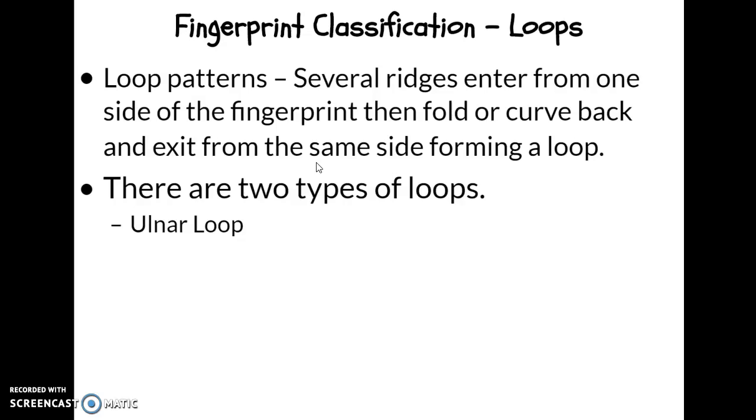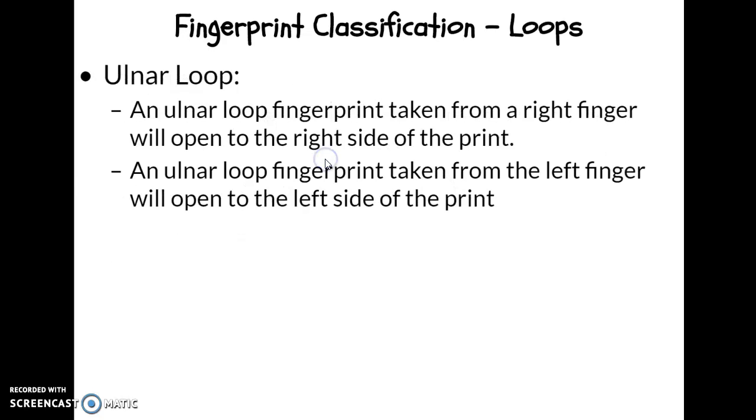There are two different types of loop: the ulnar loop and the radial loop. These names are named after the bones in your arm. The ulnar loop is your pinky side, and the radial loop is your thumb side. You have two bones in your arm named radius and ulna, and that's what those are named after. An ulnar loop fingerprint taken from a finger on your right hand will open to the right side of the print. An ulnar loop taken from the left finger will open to the left side of the print.